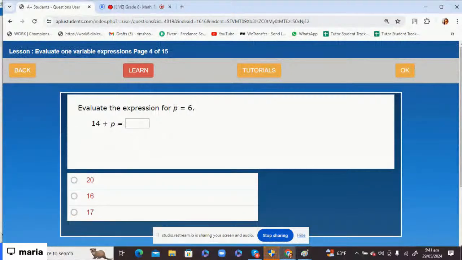Evaluate the expression for p is equal to 6. It's the same thing. You guys solve it and then tell me the answer. Putting 6 in place of p, simply adding 14 plus 6, and then what's the answer? 14 plus 6 is 20. So just put it here, move with option A, that is 20.